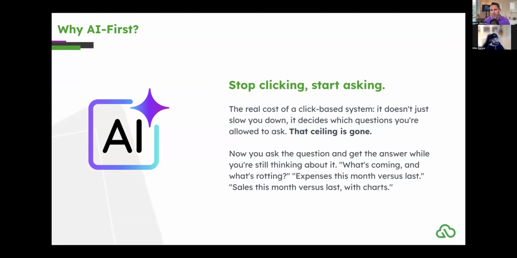That lid of what was the UI or what is the logic we built, you can now use AI to create some of those scenarios and do it in plain English. So now you can just ask questions and have a discussion with it. What's coming up? What's past due or rotting? Tell me what the expenses this month are versus last. What are our sales this month versus last, or quarter versus quarter, and provide a chart with it.